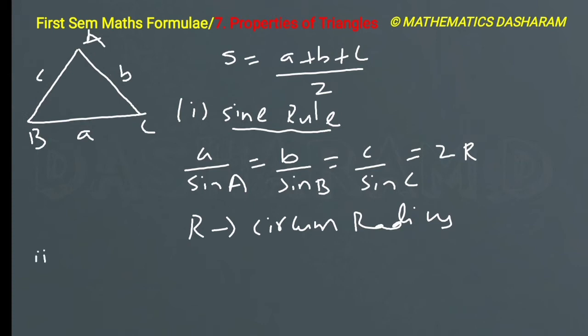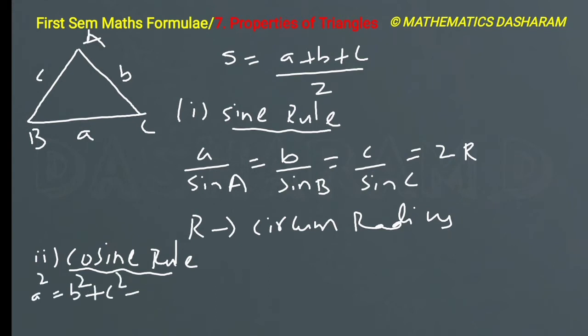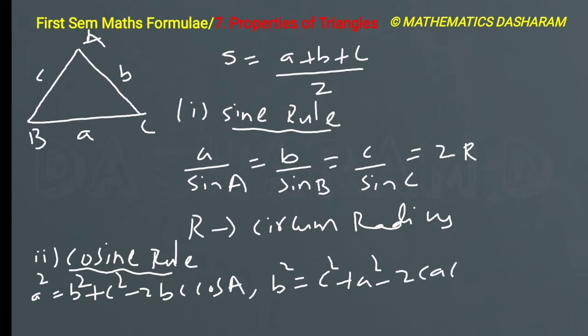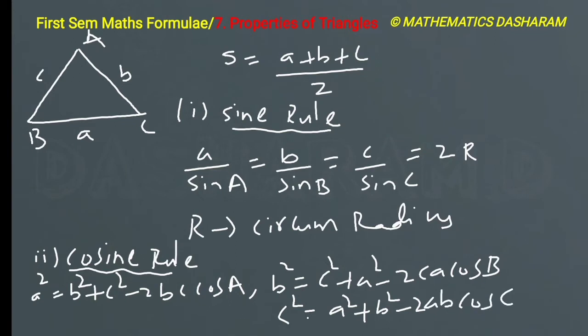Next, the second one is the cosine rule. So there are 3 cosine rules. First one is a square equals b square plus c square minus 2bc into cos A. Next, the second one, b square equals c square plus a square minus 2ca into cos B. And the third one is c square equals a square plus b square minus 2ab into cos C.